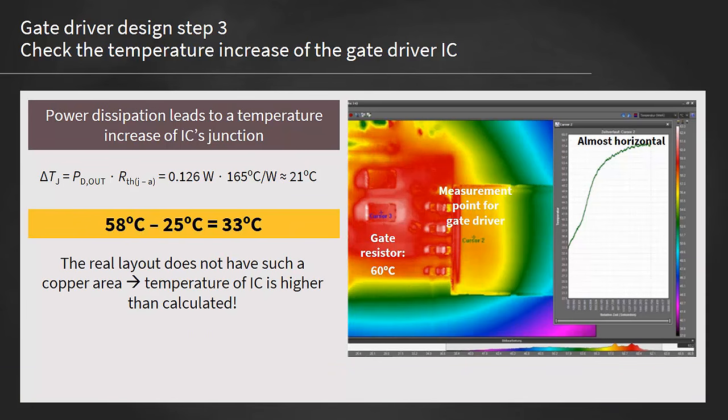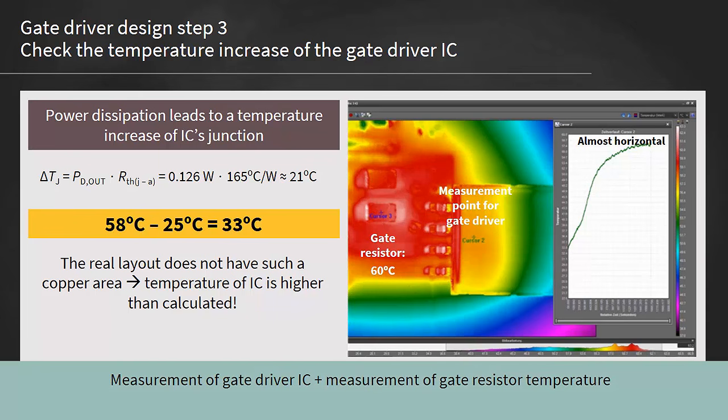It can be explained due to the larger copper area of the reference layout of the datasheet. This copper area provides additional cooling for the driver IC. The real layout, which we used for the evaluation board, does not have such a copper area. Thus, the temperature of the IC is higher than calculated. Our measurement combines the measurement of the driver IC with the measurement of the gate resistor temperature. This is possible due to the close proximity of both components.